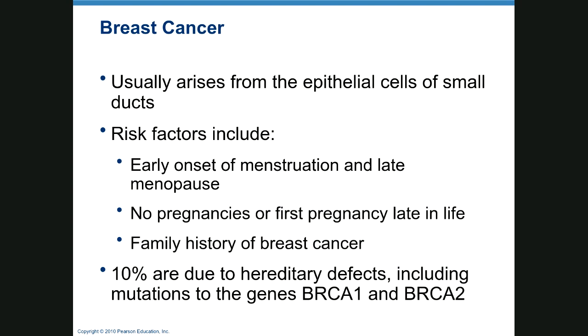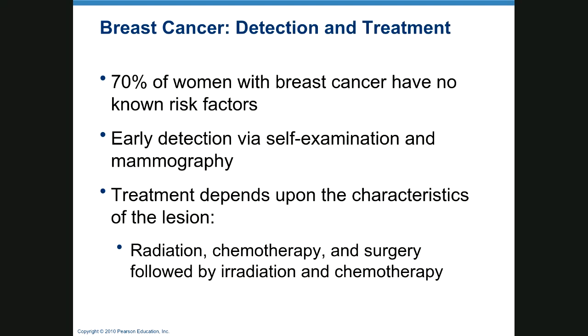Okay, breast cancer usually arises from epithelial cells of the ducts. Risk factors: early onset of menstruation or late menopause, no pregnancies or first pregnancy late in life, family history. 10% are caused by mutation of genes, and you can get tested for these. And if you have these genes, you're probably going to get it. But 70% don't have any risk factor. Their mama didn't have it, nobody had it.